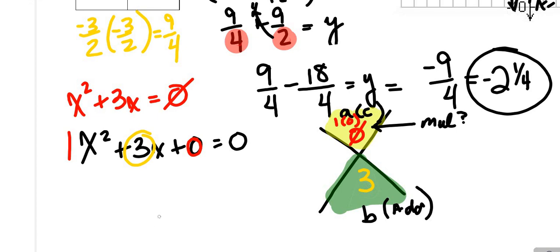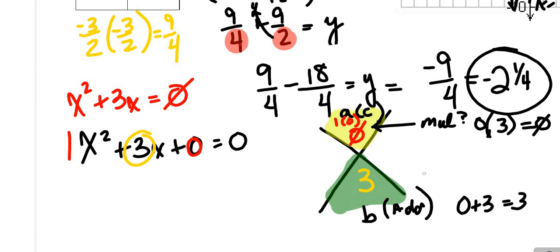So don't overlook your only option here. If we're going to multiply by 0, we have to have a 0. So what two numbers multiply to 0 but add to 3? It would be 0 and 3, because 0 times 3 is 0, but 0 plus 3 is 3.